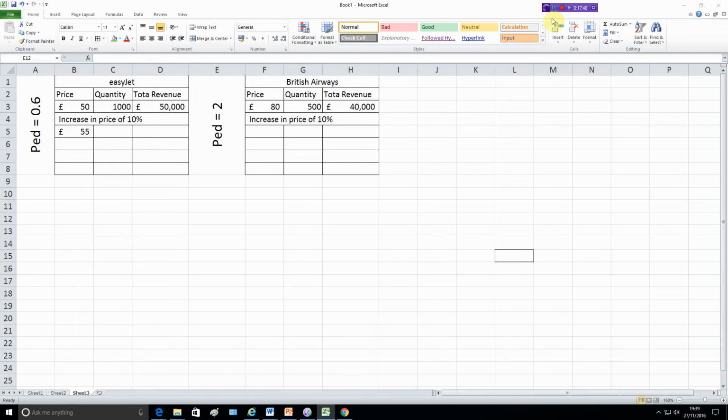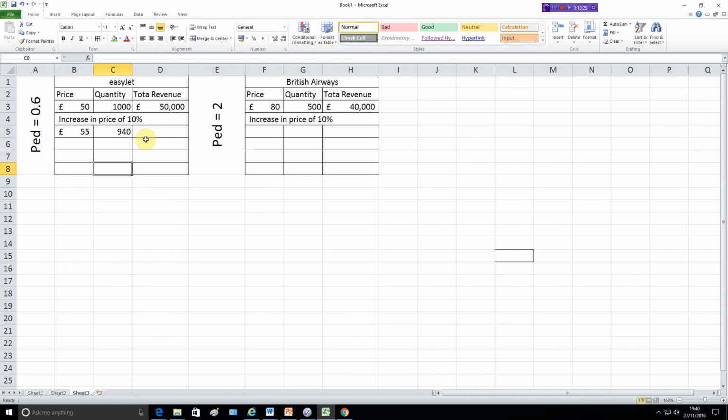Because what we've said is when EasyJet increases price by 10% to £55, the quantity demanded is going to fall because the price is going up. But how much is it going to fall by? Is it going to fall by 10% or less than 10%? Less than 10%. And to calculate that, we say 10 times 0.6, so it's going to fall by 6%. So from 1,000, what is 6% of 1,000? 60, isn't it? So it's going to fall from 1,000 minus 60 to 940.